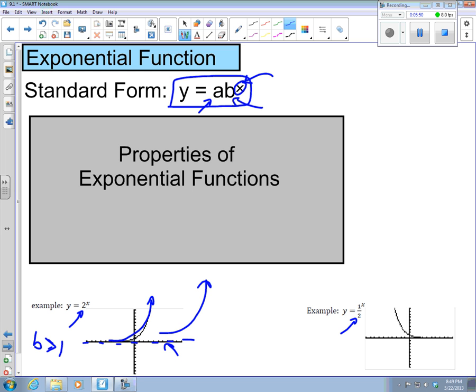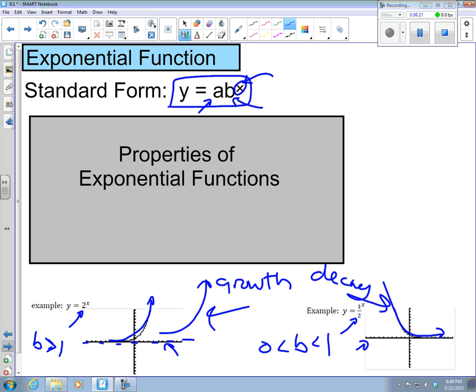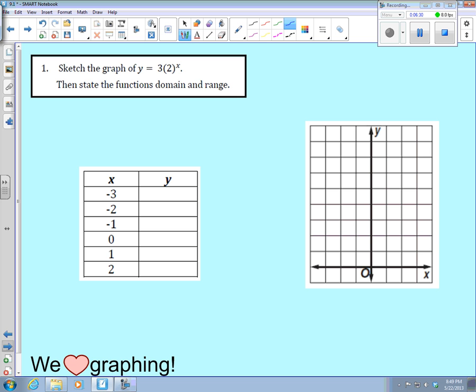This is an example of growth because as it goes to the right, it goes up. Here, there is no a. Well, a is 1 in this case, but if there's only one number and it's to the x power, that's your b. And if b is less than 1, but greater than 0, in other words, between 0 and 1, it's going to be some fraction or some decimal like this 1/2. That's an example of exponential decay. Once again, it doesn't cross the x-axis. So we have growth right here and decay, both examples of exponential functions. They're not that hard to graph. They're actually pretty easy.